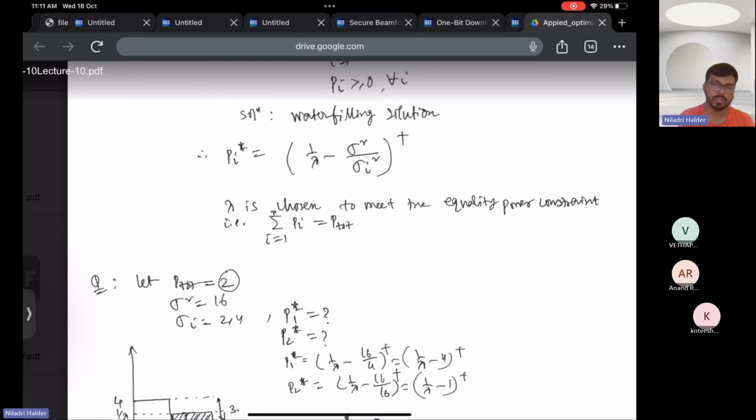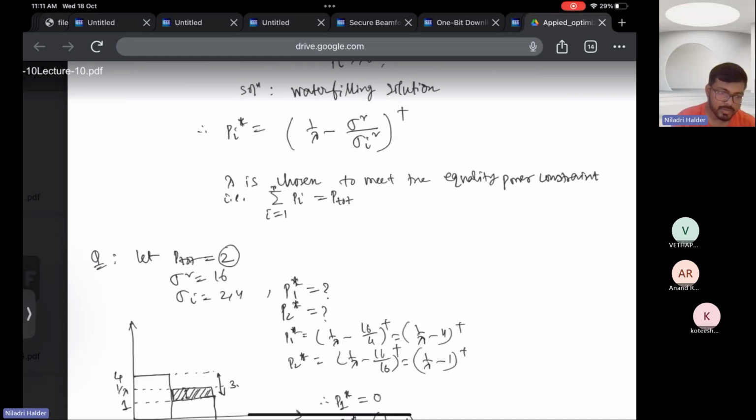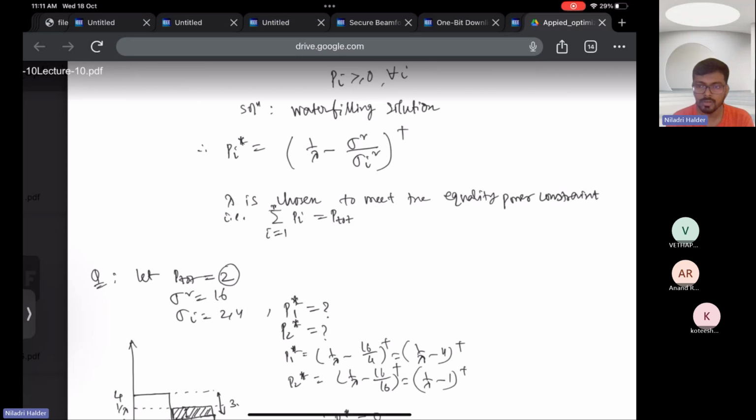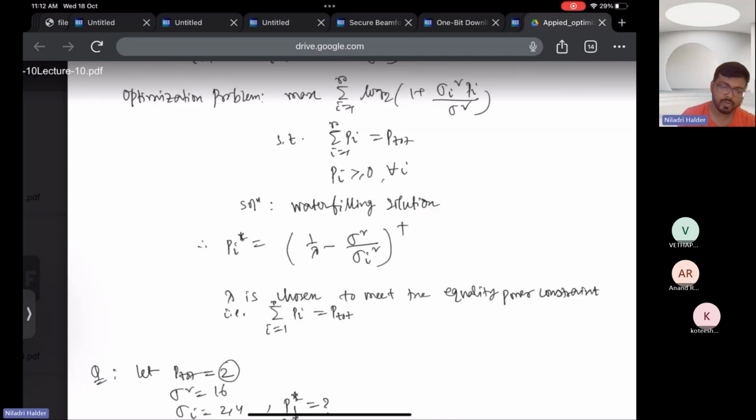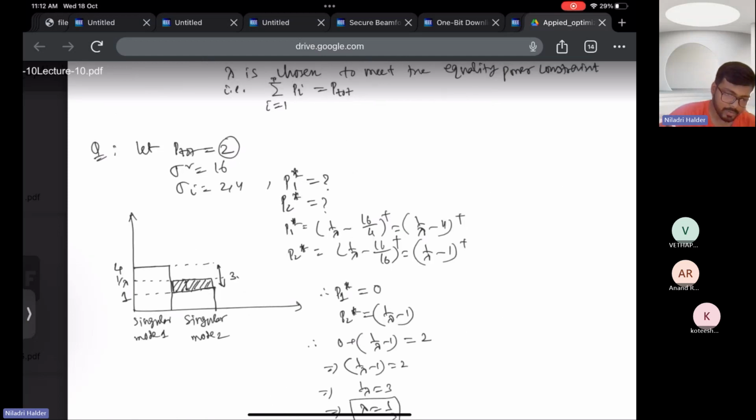We will solve questions on MIMO channel power allocation. The solution is Pi star equals (1 by lambda minus sigma square by sigma square) plus, and this lambda should be chosen to meet the equality power constraint, that is, the summation of Pi is equal to P total.